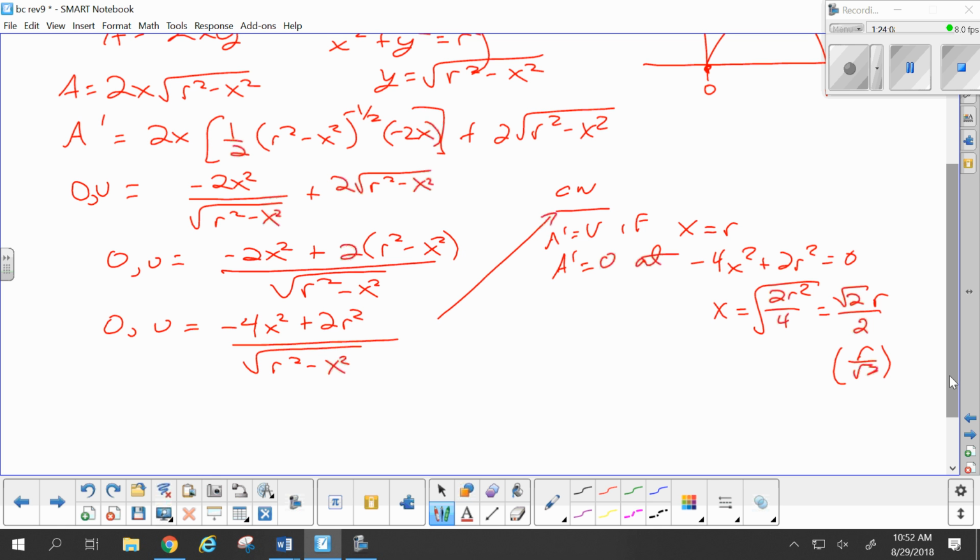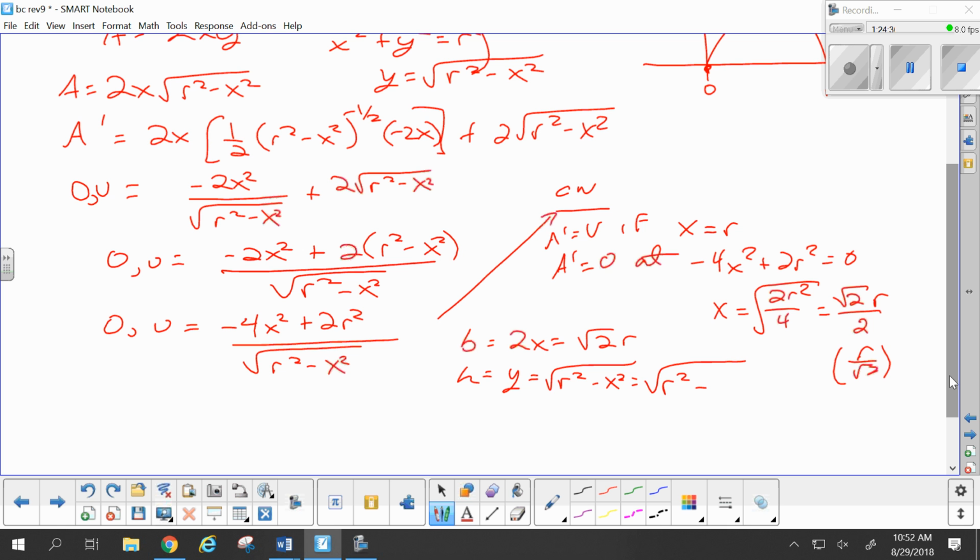Right, so now just answer the question. The question doesn't say, hey, find x. It says, what are the dimensions? The dimensions are a base and a height. The base is 2 x's, not x, but 2 x's. And so what is the base? Root 2 r. Okay, the height is y, and y we said is the square root of r squared minus x squared.